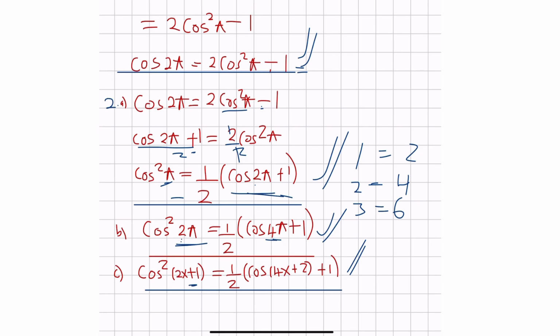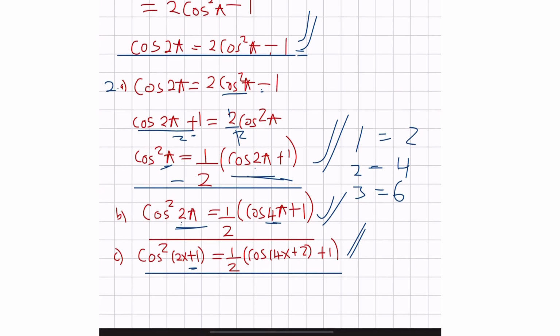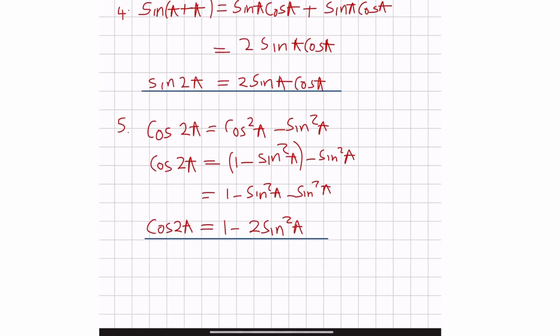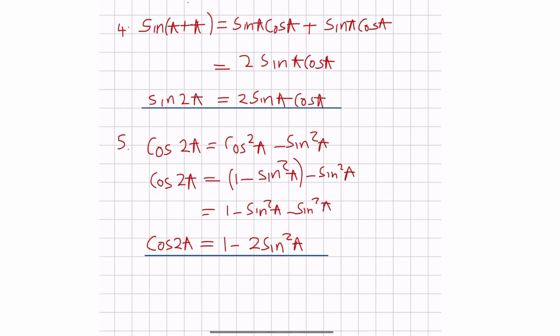Then we move now to dealing with sine. So when we are dealing with sine, it's sine of A plus A. So if we expand it, we're going to get sine of A cos of A, plus sine of A cos of A, which is going to give us ultimately 2 sine A cos A. So it means sine of 2A is equal to 2 sine A cos of A.